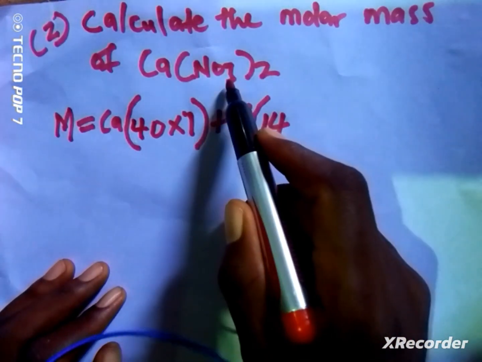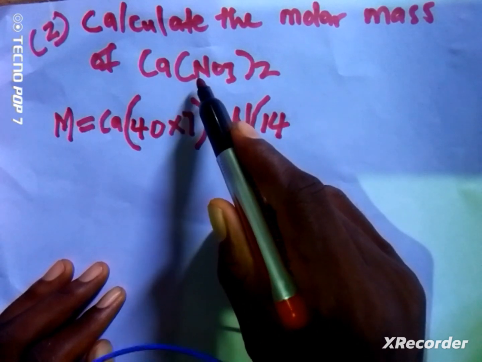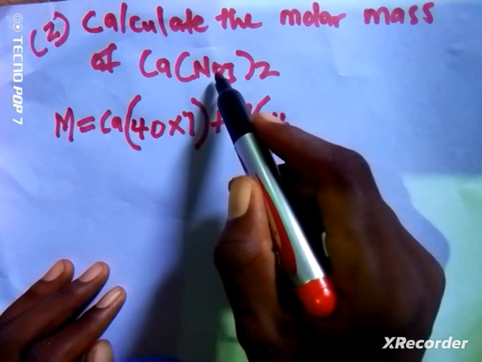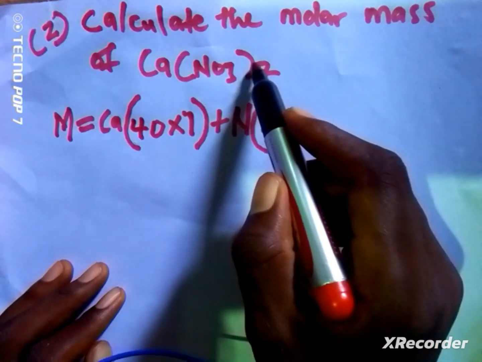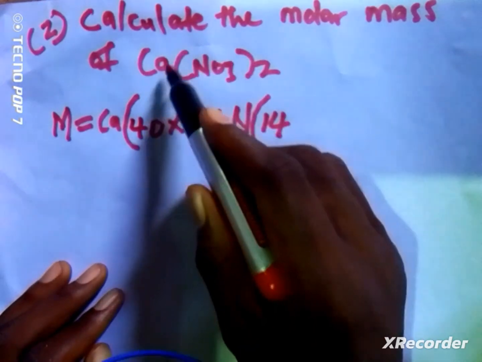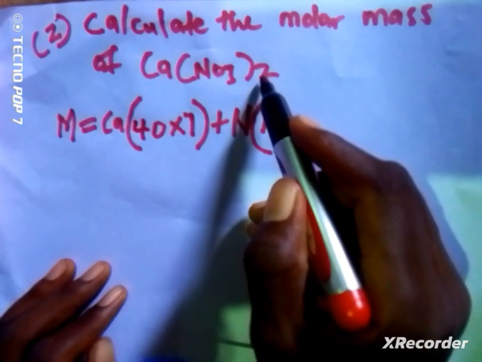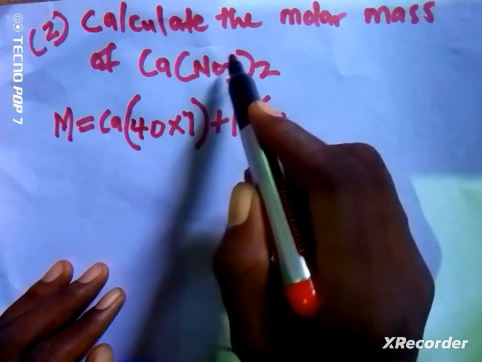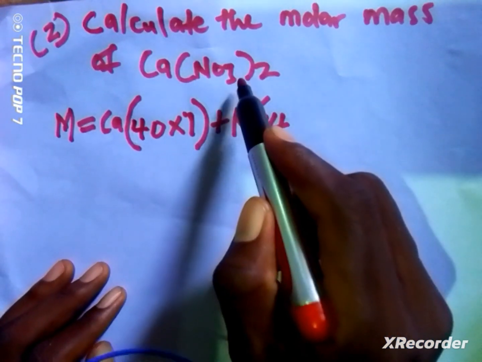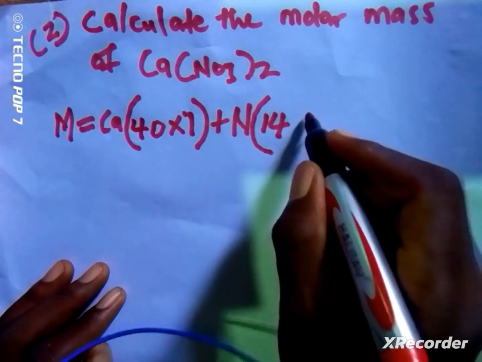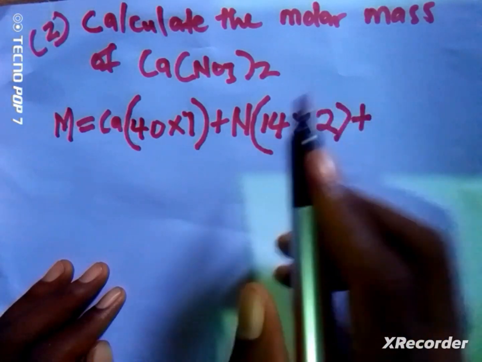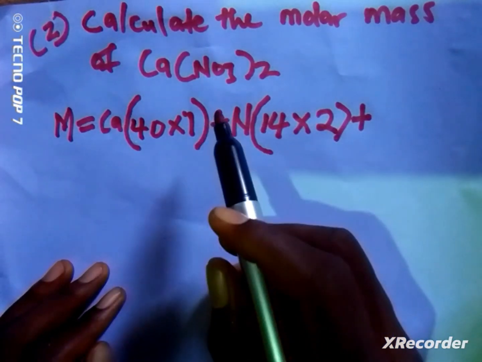Remember, this 3 is not affecting this nitrogen, right? It is only affecting this oxygen. So this is the only number that will affect the nitrogen. As you can see, this parenthesis, this 2 is only going to affect nitrogen and oxygen, not calcium. That's the reason why we have this parenthesis here. So 14 times 2, then close, plus we still have another element here, oxygen.